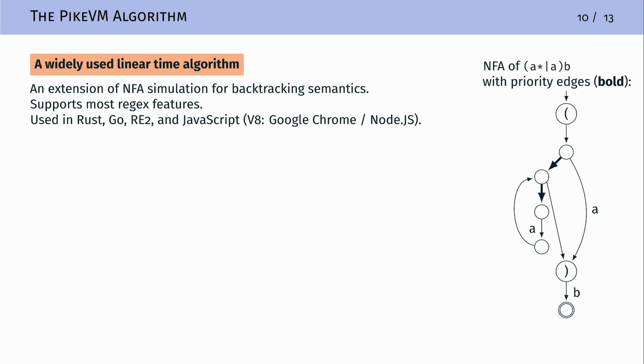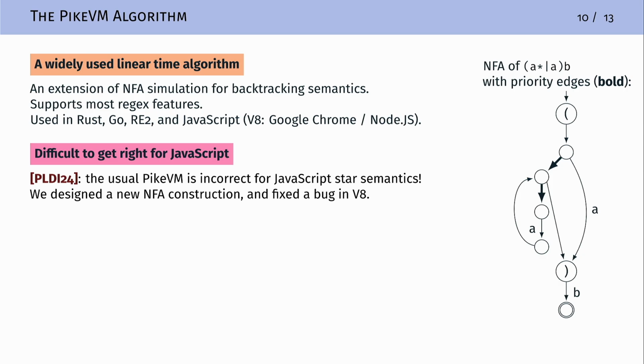It supports most regex features, and this is used widely in Rust and Go, and even for JavaScript, because V8, the engine of Google Chrome, for instance, contains an optional engine that uses the PikeVM. But despite being widely used, this is also quite tricky to get right, especially for JavaScript. Two years ago, actually, we showed that the usual way to do the PikeVM is incorrect for JavaScript semantics because it has a unique way to check for progress in stars, the things that we were talking about before. The good news is that we designed a new NFA construction and changed the algorithm a bit. And with this new construction, at least it should work for JavaScript semantics.